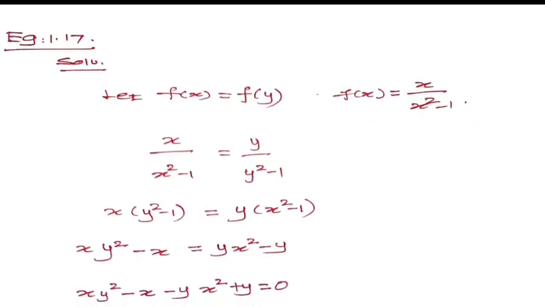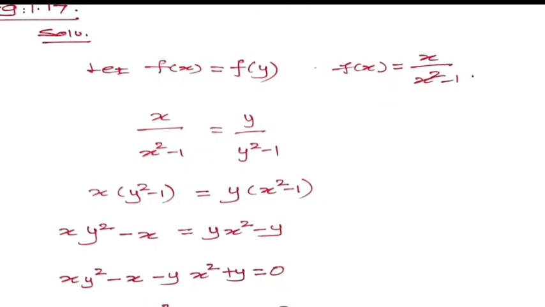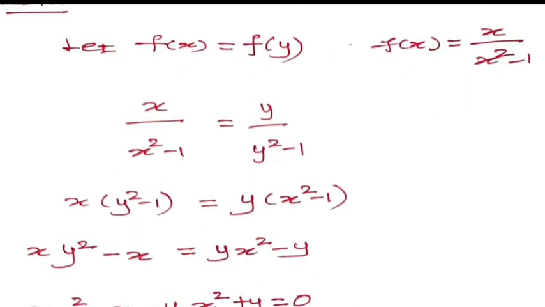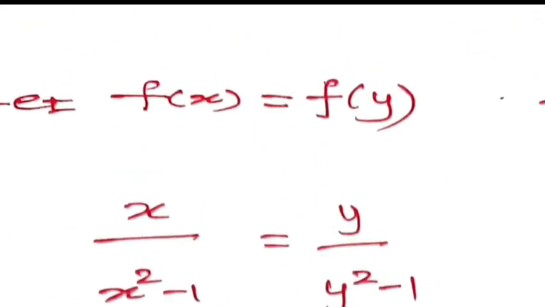Solution of example 1.17. Let f of x equal to x by x square minus 1. They gave the function f of x equal to x by x square minus 1, and we are going to prove that if we take f of x equal to f of y, then x equal to y. We assume that f of y is y by y square minus 1. We take f of x equal to f of y.